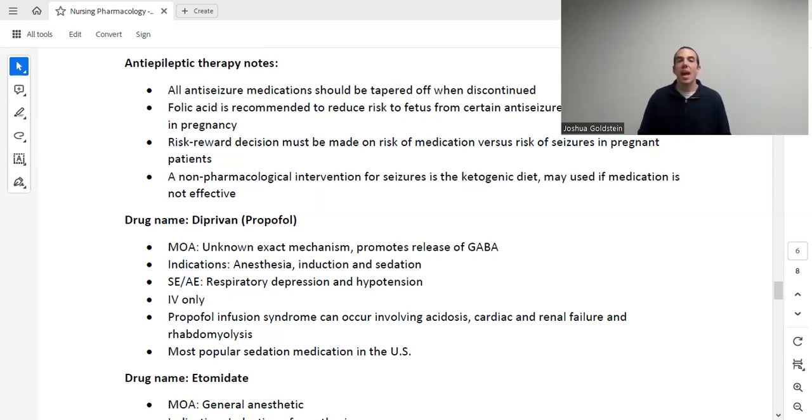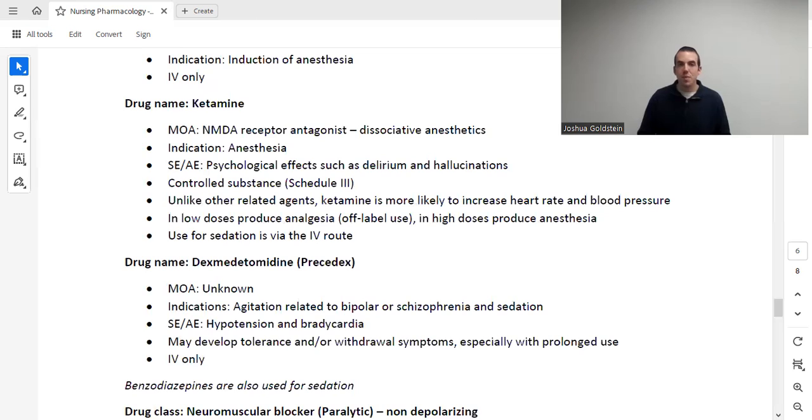Another drug that we have for anesthesia is etomidate. Etomidate is a relatively problem-free drug. It's used for induction of anesthesia. It's used extensively in the acute care setting and in the OR setting. It is given by IV only. It's given just to induce anesthesia, and then another drug takes over to maintain anesthesia. This drug alone does not maintain anesthesia for a long duration of time.